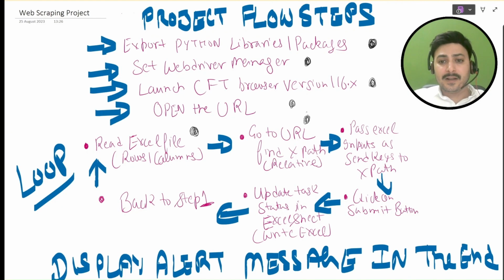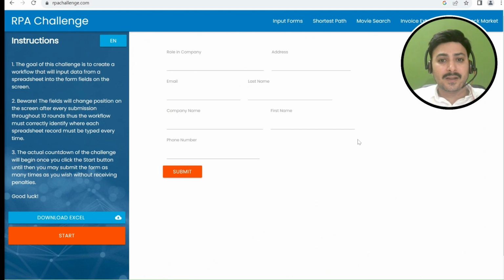Okay, and then the third point will be that whatever values we have in the Excel spreadsheet, let's say in row 1 and column 1 my first name is stored as Vikrant, then we will pass that information to the first name field here.